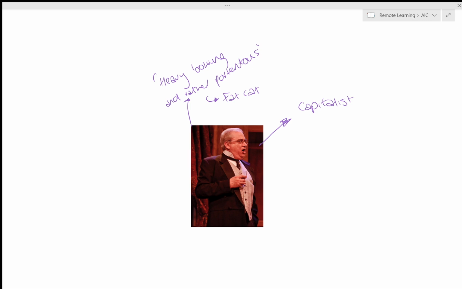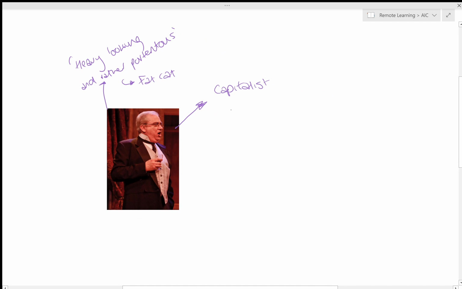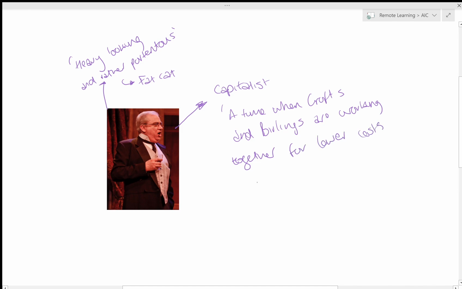And if I think of perhaps a quote that links to this idea of him being a capitalist, I might go for a time when Crofts and Birlings are working together for lower costs and higher prices. And this comes from Act 1, and it's when Birling is talking to Gerald, and it's how happy that he's going to be because this marriage will further merge the two families together and it will give him more of that wealth.